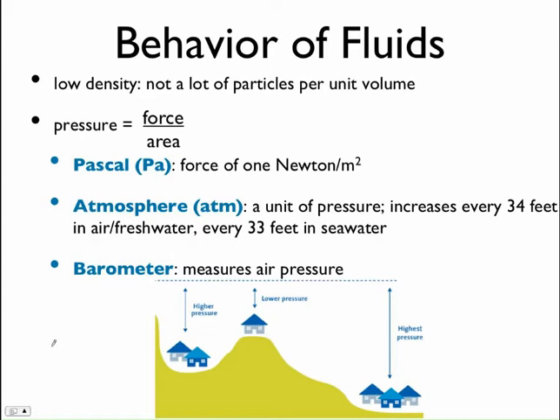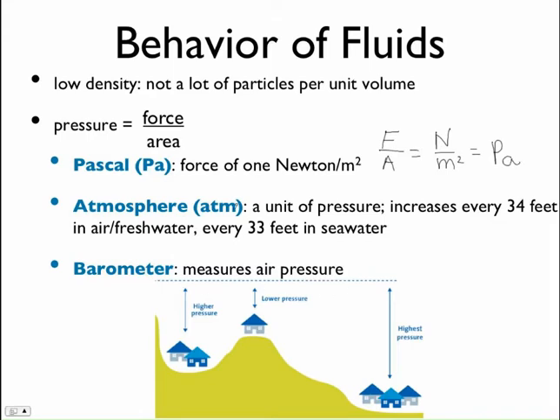To calculate pressure, we just do pressure is force divided by area. And then we have a couple of units that we use for pressure. The Pascal is a force of 1 Newton per meter squared. And again, that's just going to be a force divided by an area. And meters squared is an area, so that's where they're getting that unit. And they call that the Pascal.